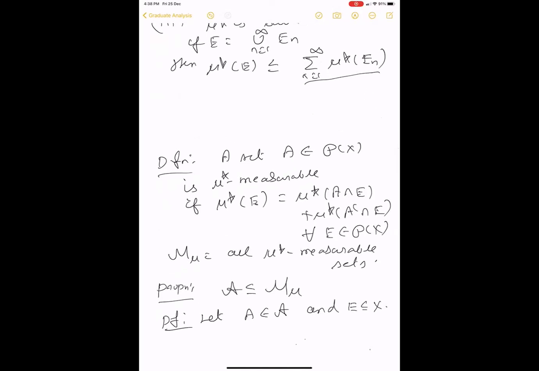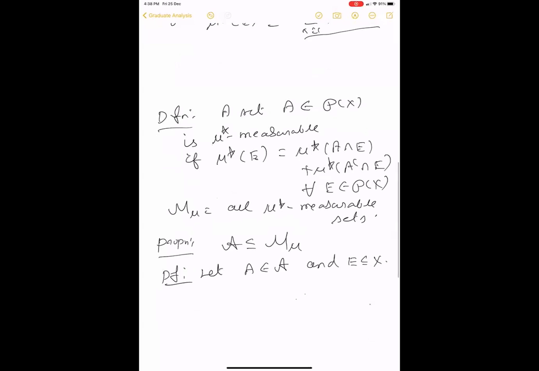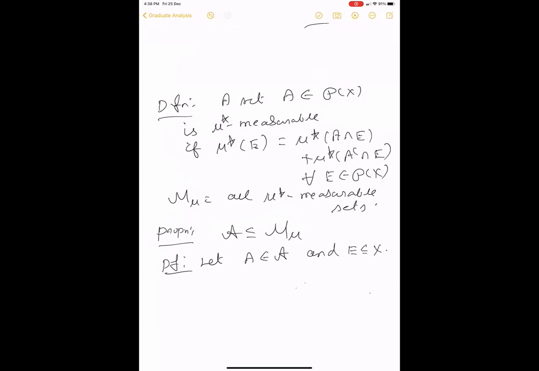Towards that goal of extending to the sigma algebra, we define the following. We call a set A mu star measurable if it satisfies the condition defined in the last class: mu star E equals mu star of A intersection E plus mu star of A complement intersection E, for all E. We denote this collection by script M subscript mu. We want to prove two things: that this collection is a sigma algebra, which we'll prove later, and before that, that our algebra script A is contained in it.